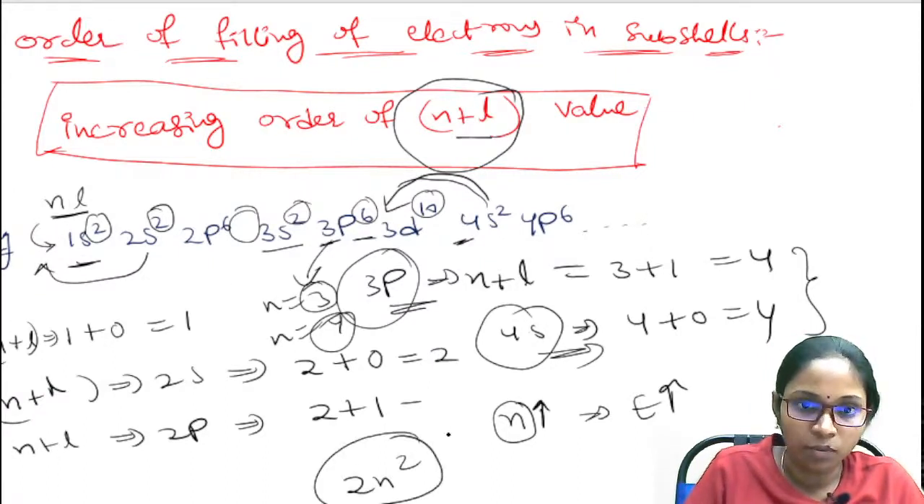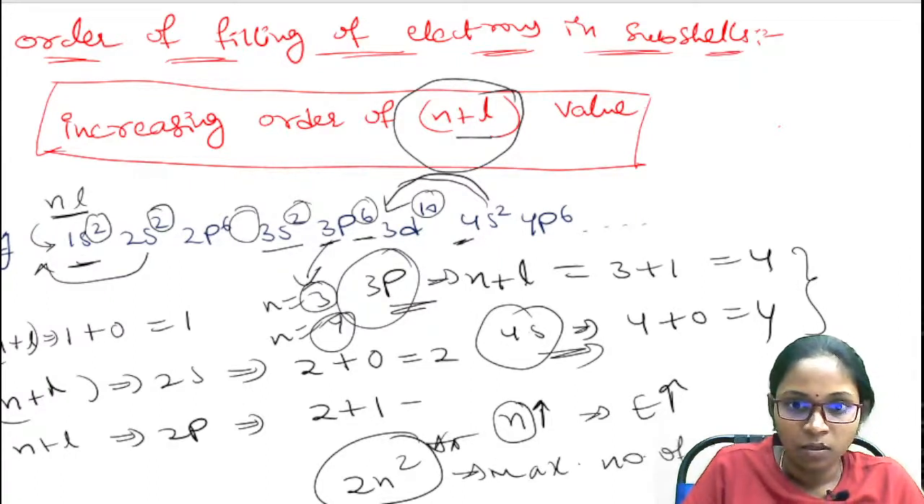2n². Remember this point: maximum number of electrons to be filled in orbits or shells.